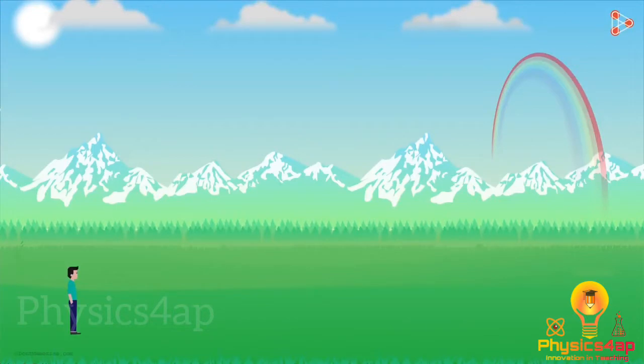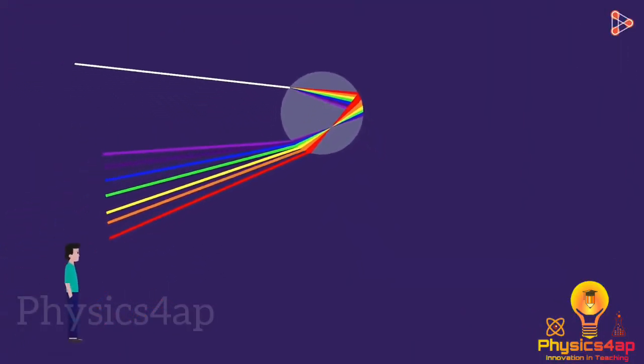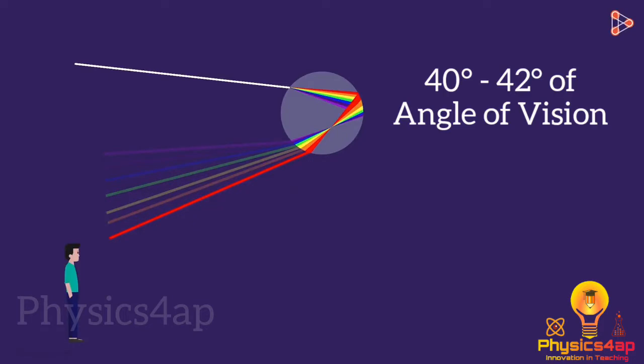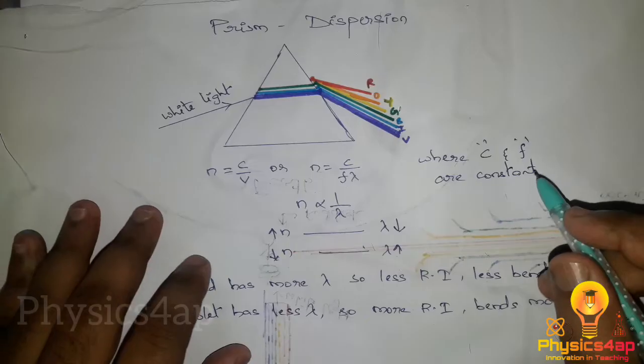But why do we see the red light first and the violet light down? The main reason is what we call the angle of vision. The angle of vision plays an important role here. For one water droplet we get the red color, and if we consider another water droplet, we get the violet. That means to our eyes, the red and violet make an angle of 40 to 42 degrees, and that is how we get the formation of the rainbow.